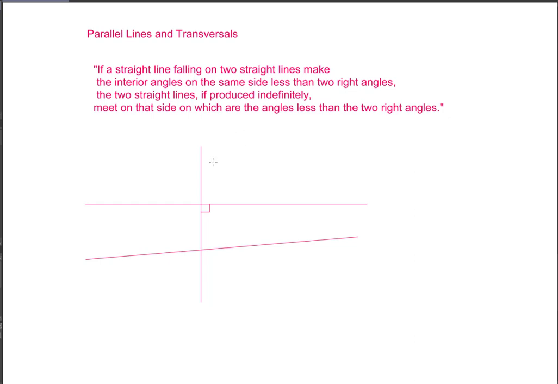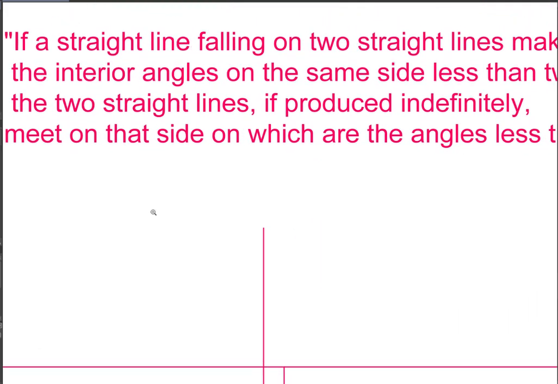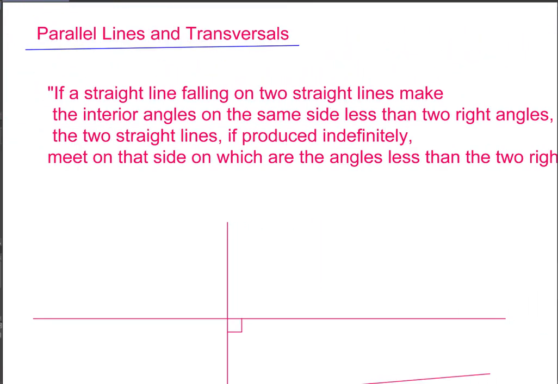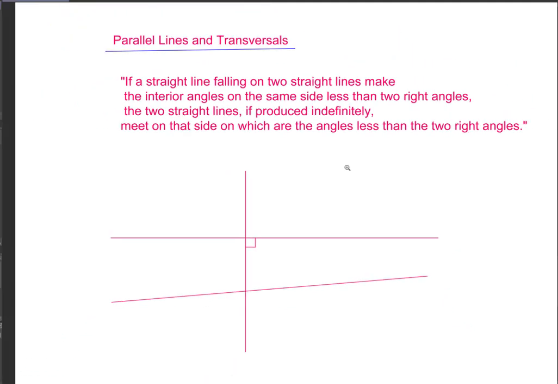When you're looking at parallel lines and transversals, let's talk about what his postulate actually said. This is his fifth postulate. It says if a straight line falling on two straight lines makes the interior angles on the same side less than two right angles, the two straight lines, if produced indefinitely, meet on that side on which are the angles less than the two right angles.